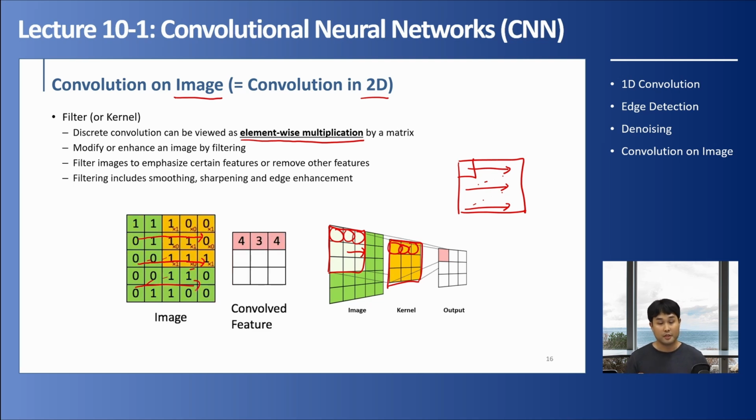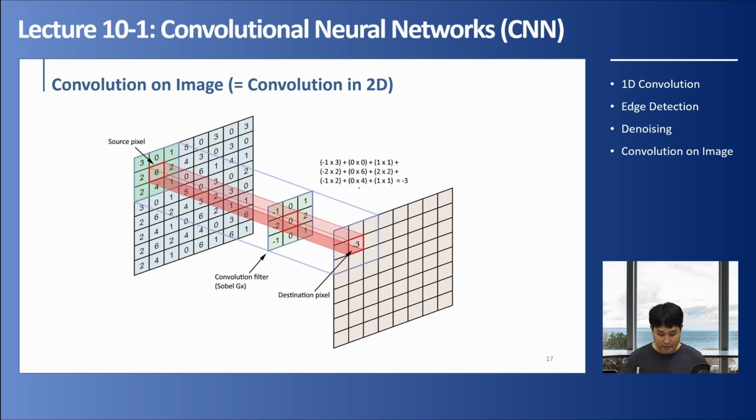Now, just like we've seen in the 1D case, depending on how these filters are chosen, we can either emphasize certain features of the image or even remove certain features. Examples of this filtering include smoothing, sharpening, and even edge enhancement. So if we take a look at a slightly larger case, let's assume that we have a kernel with the following values.